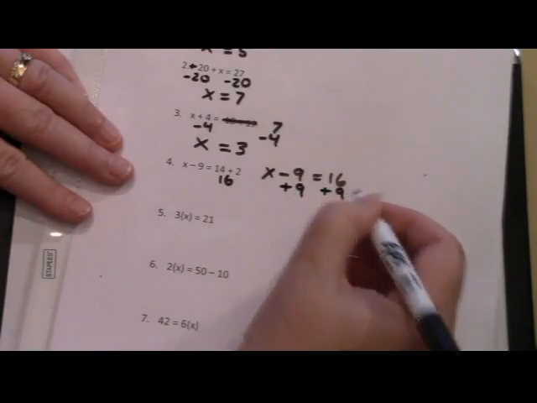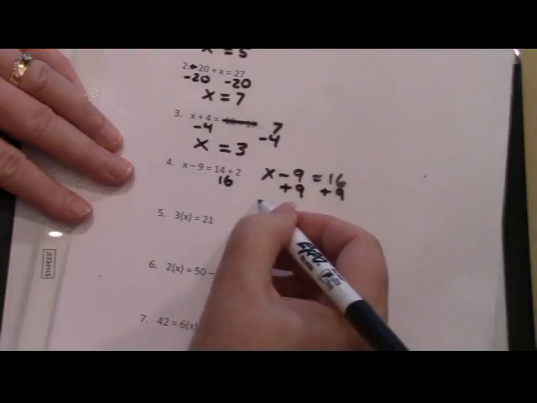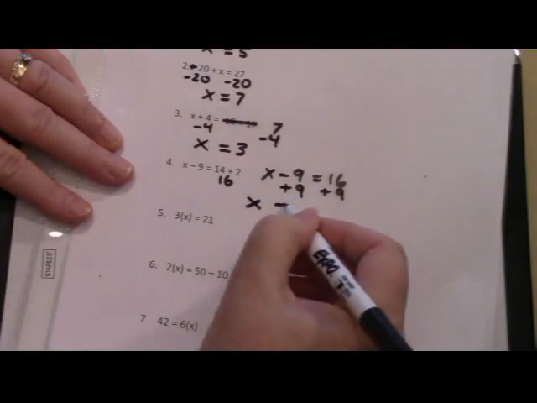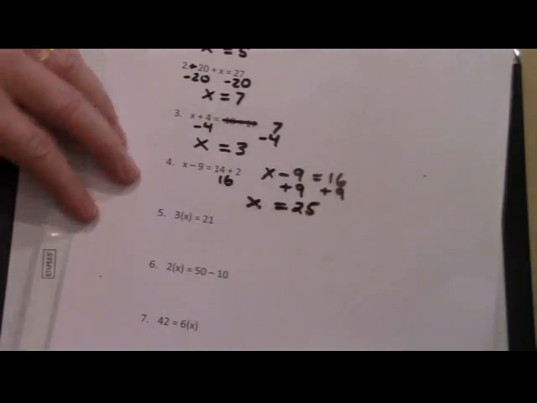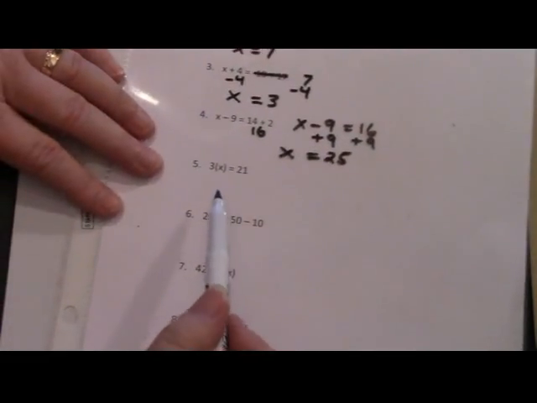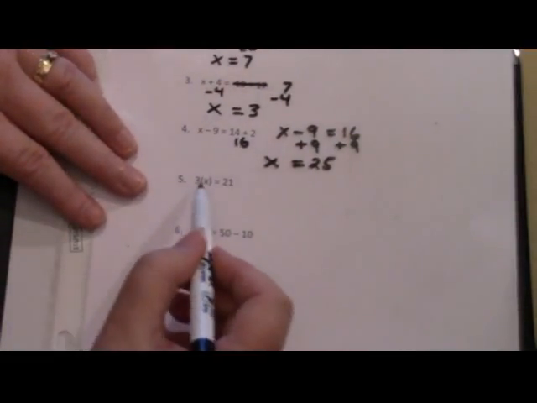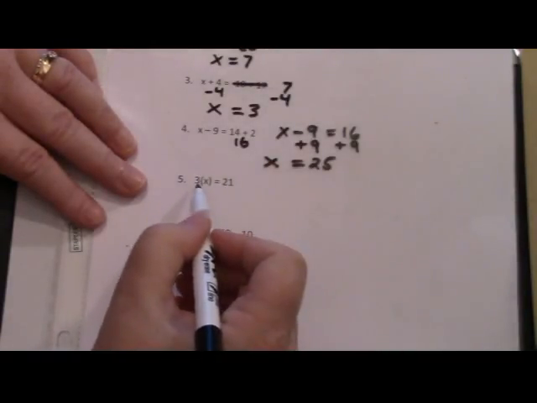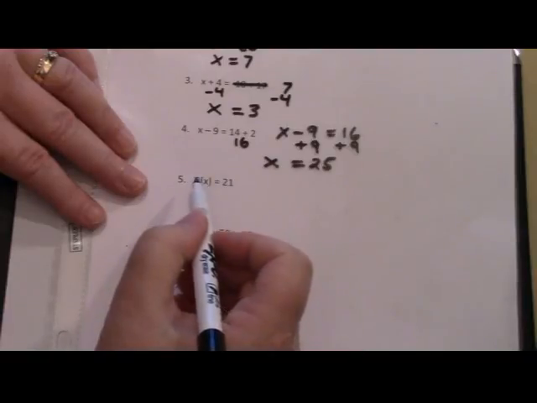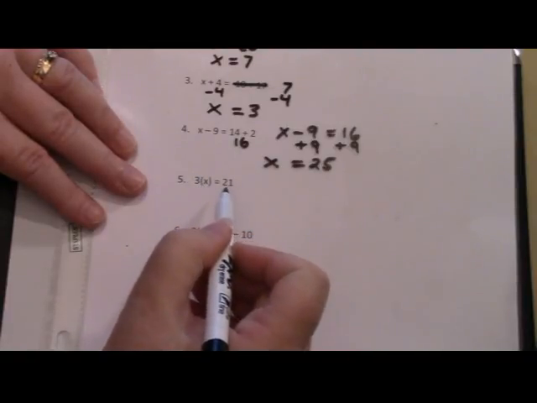Golden rule, I'm going to add 9 to that side as well. That gives me x equals 16 plus 9, which is 25. Let's take a look at this symbol. We have an x that's in parentheses. This is showing that it's being multiplied. 3 times x, whatever x is, equals 21.